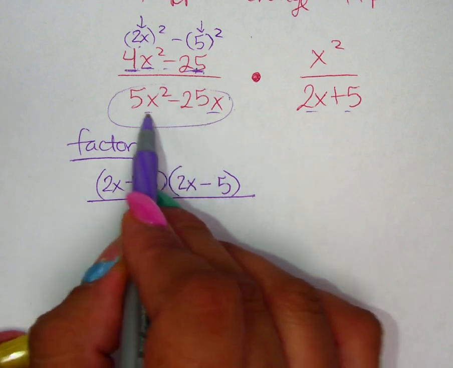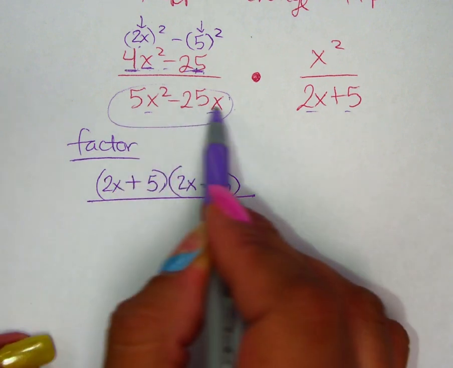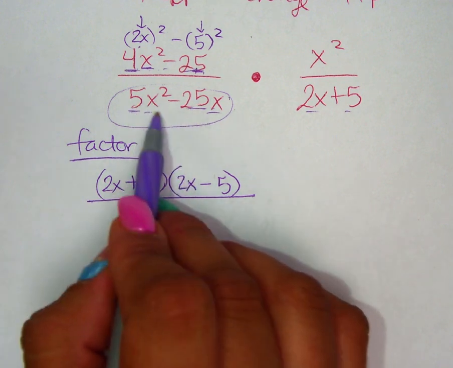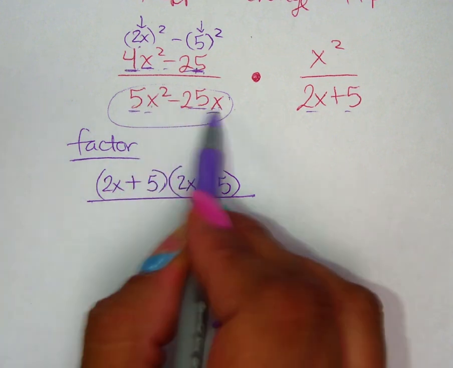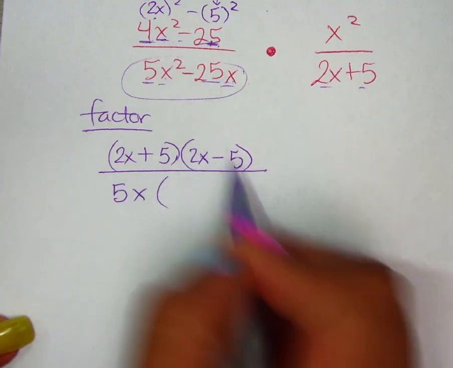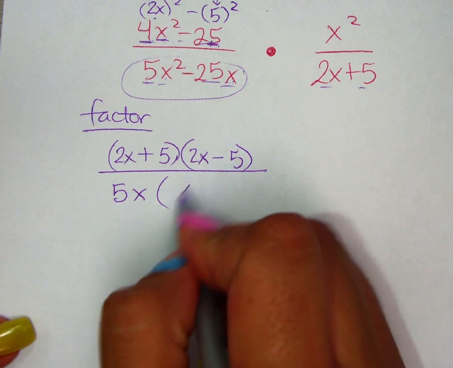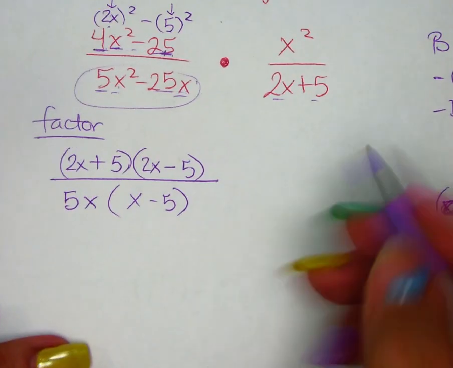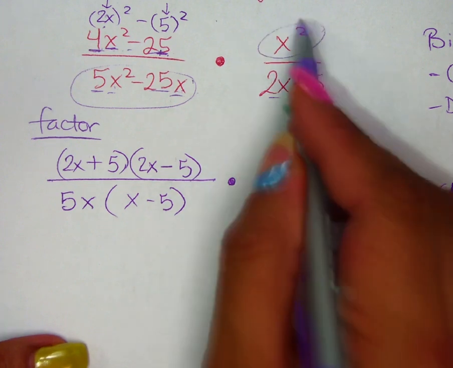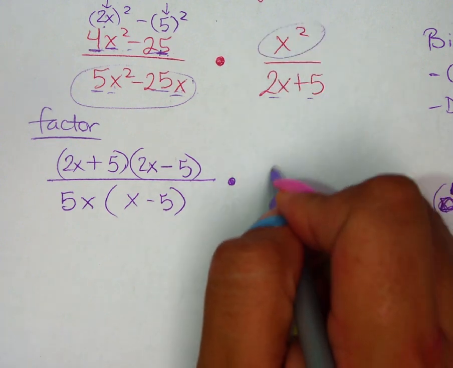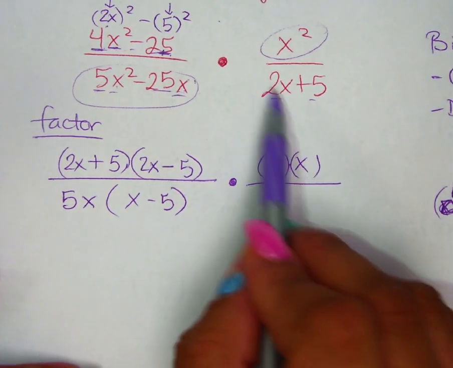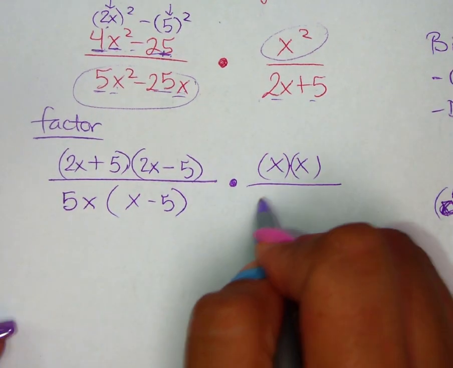For the denominator, we notice that this binomial does have a GCF. 5 can go into both of these numbers, and then x squared and x both can have an x removed. So we're going to have 5x as our GCF. And if we divide these by 5x, we end up with x minus 5. Next, we're going to look at this and see if we can factor. x squared is x times x, so 2 factors right there. And then 2x plus 5 cannot be factored, so we just write it down.